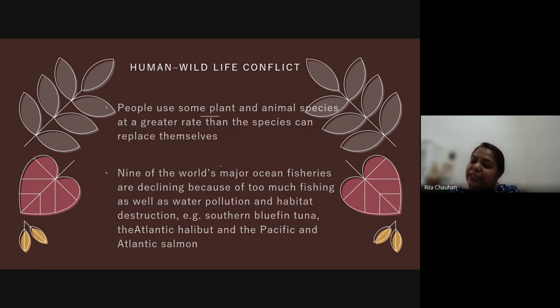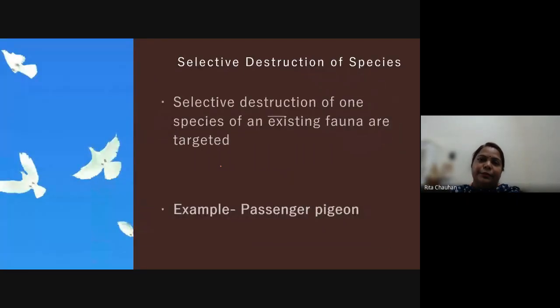But when we say in nature's purpose, for environment purpose, the crocodile is a very important species for the food chain. So if we kill the crocodile, it is going to affect the other organisms in that water body. So there is a conflict whether we should go against the animals or we should go for the animals. And sometimes there is a selective destruction of species.